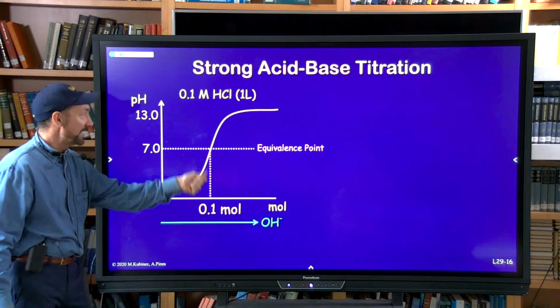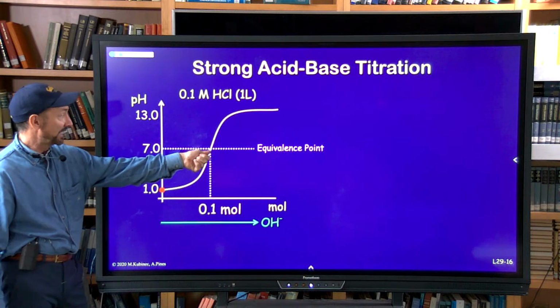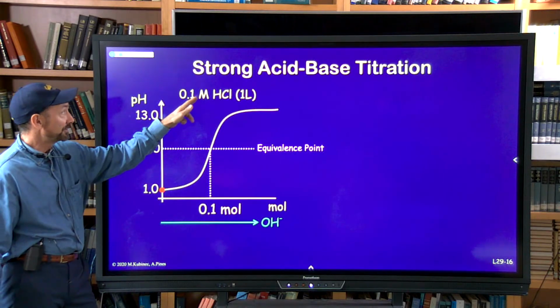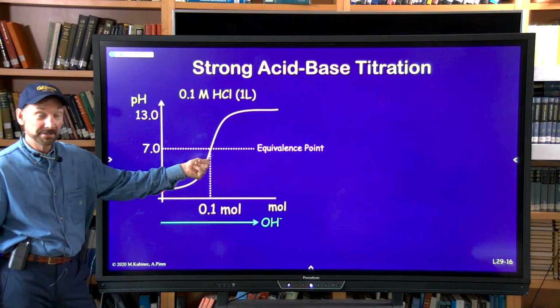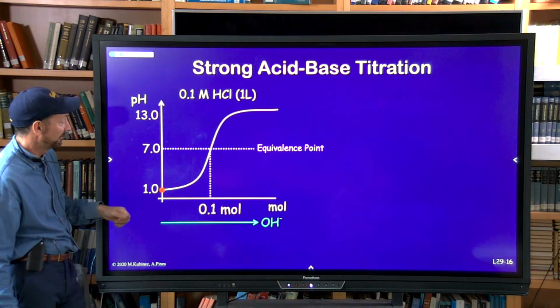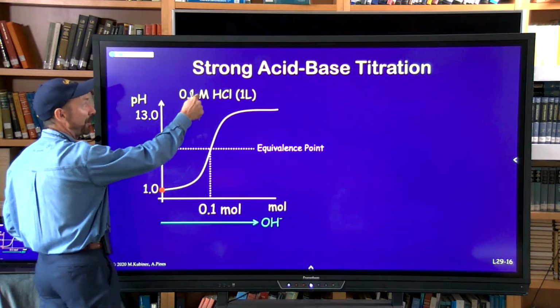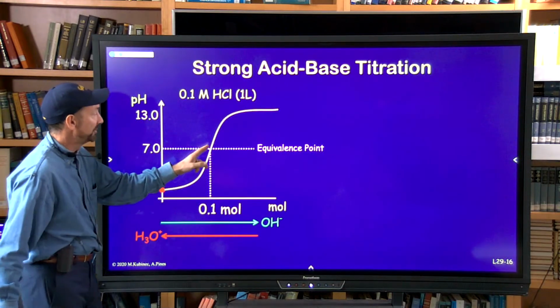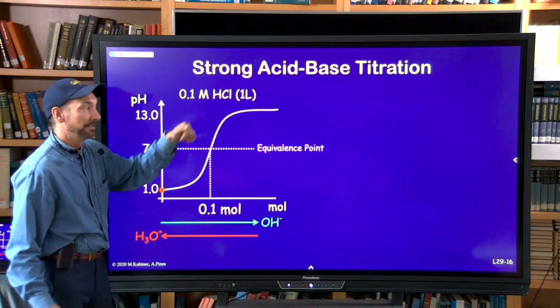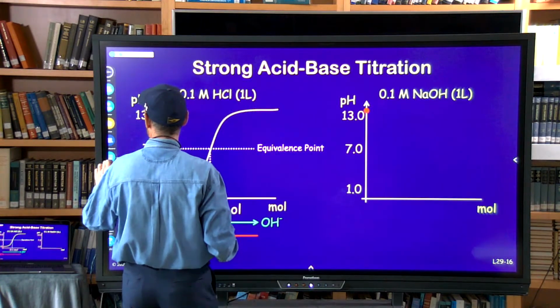So the equivalence point in that case is where both concentrations, H₃O plus and OH minus, are 10 to the minus 7. So the pH is 7. Then when you start adding more of this, now you've used up all this. So now you're going to build up OH minus.